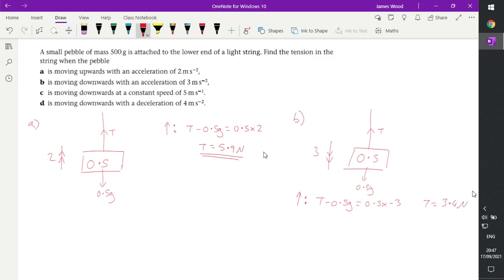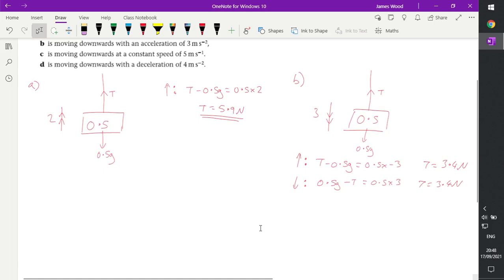If I wanted to resolve downwards instead, so perhaps in the direction that it's moving, the equation would be 0.5 g minus T equals 0.5 times 3. And I would still get the same answer, that 3.4. So as long as you consider your signs accurately, you'll still get the same answer.